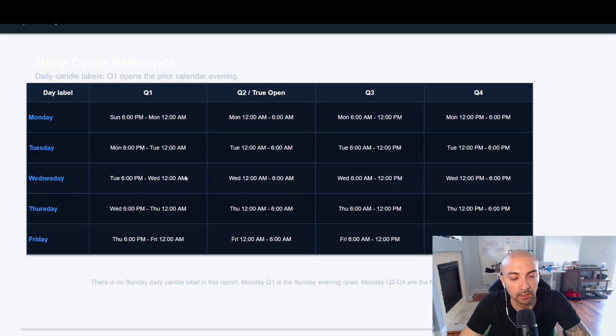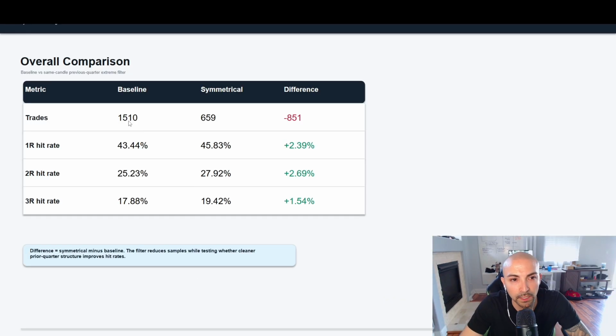Here are the daily cycles. So in this data, Q1 of Monday, which is Sunday's market open, is the only quarter missing. But this is the way the daily cycle quarters work. Overall, we had 1,510 trades. Of those, 659 had the symmetrical component to it.